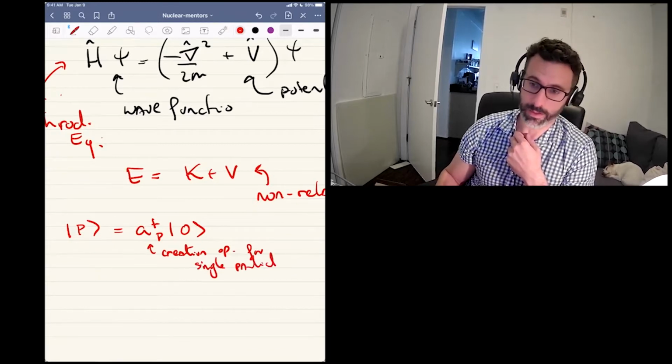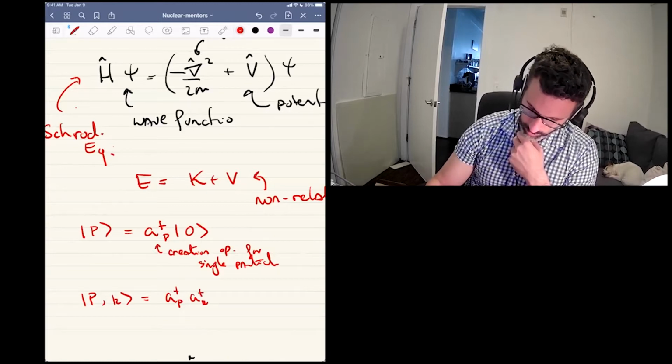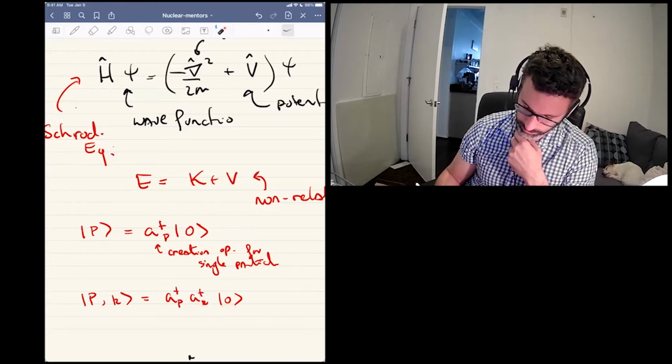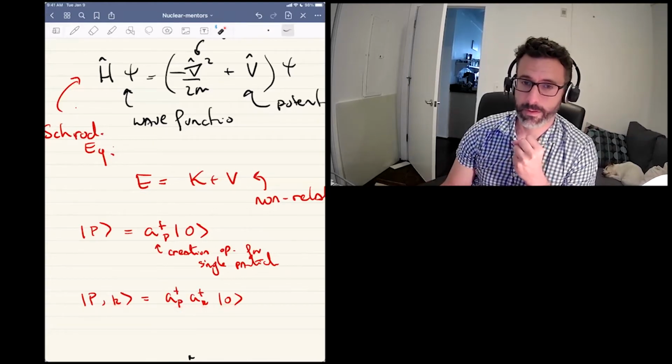There's some details here that I'm going to gloss over because of what I just said. This is outside of the scope of this meeting. And what you can do if you want to create two particles, the simplest thing you can do is just have two creation operators acting on the vacuum. One with momentum K, the other one with momentum P. And in this case, it would have the same mass. Does this answer the first half of your question?